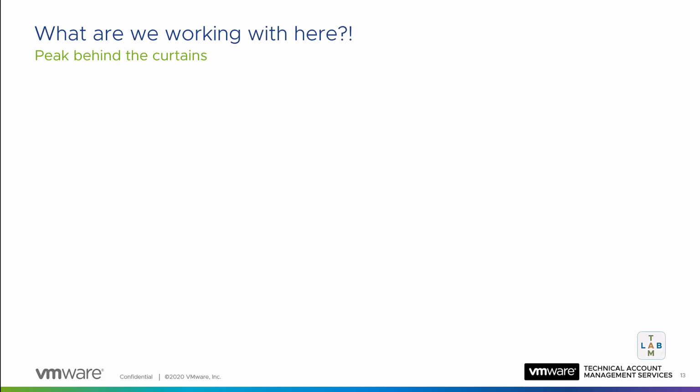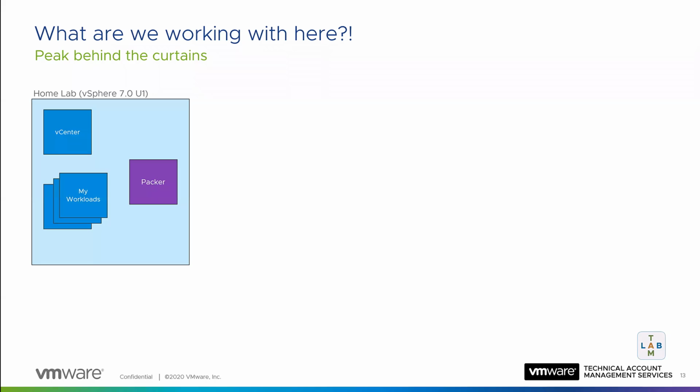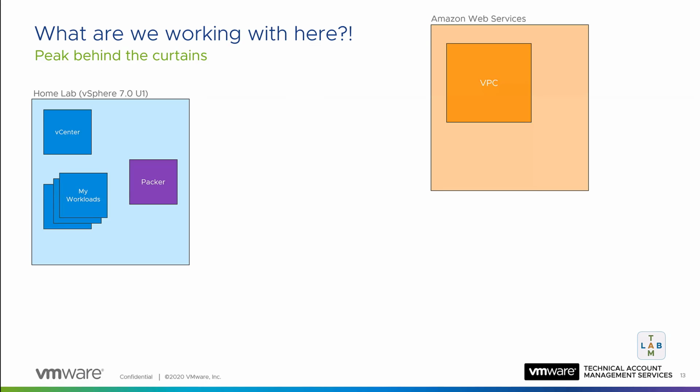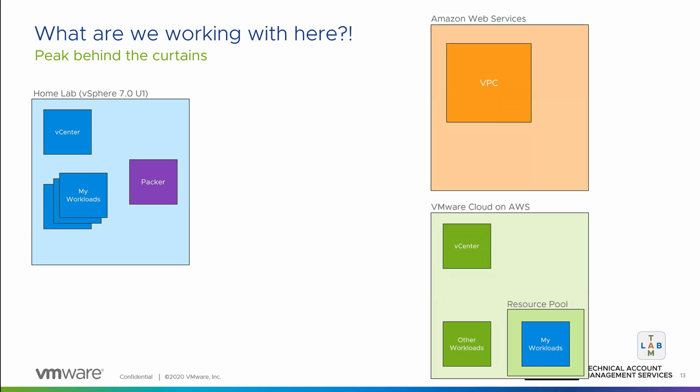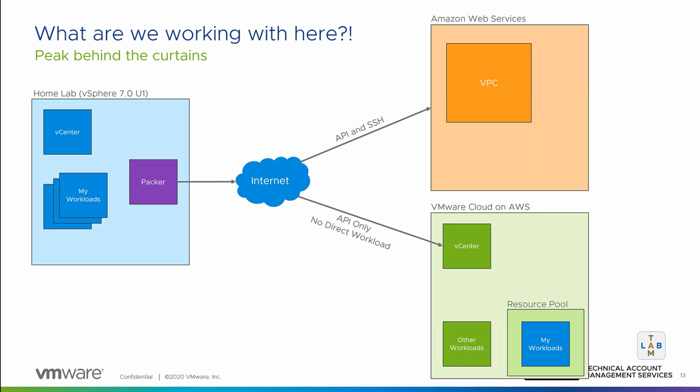And so the lab. Peek behind the curtains. This is what we're working with. I have my home lab here, and I'm going to be spending my time on this purple Packer machine. I have a vCenter and some workloads running in there. I'm also using my tenant in AWS, so there's a VPC there that we're going to be leveraging as well as VMware Cloud on AWS. Now, as far as connectivity goes, Packer is on the LAN with the home lab. It's open to everything. It can reach APIs and SSH for AWS, which is going to be great.